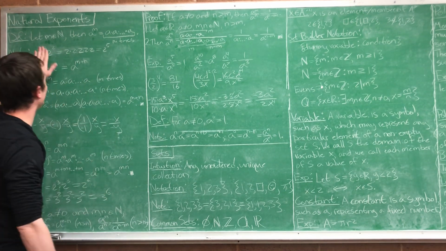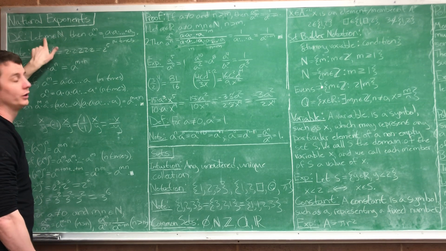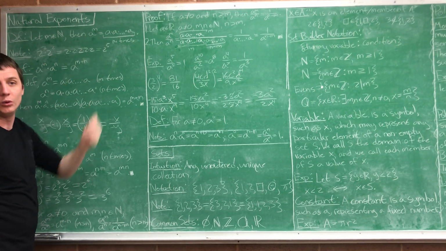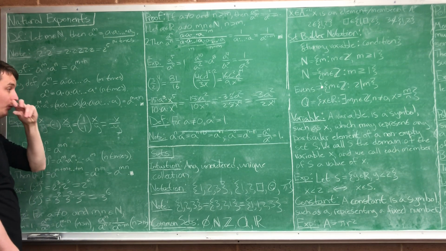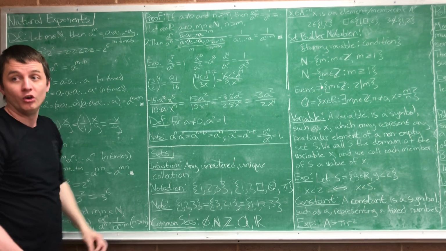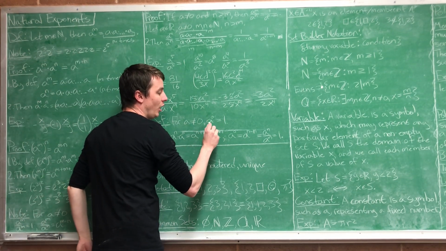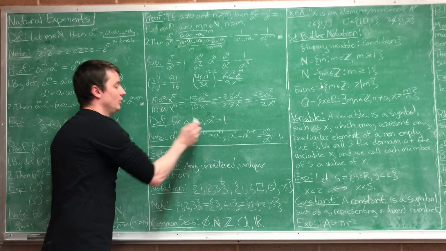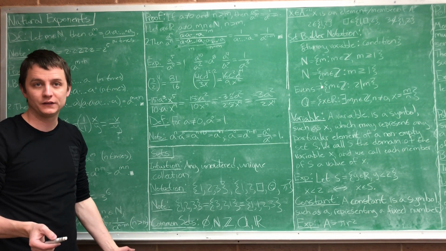Now notice that so far we only had this defined for where m was a natural number, in other words, where m was 1, 2, 3, 4, 5, etc. What about when it's 0? Well, we define a to the power of 0 to always be equal to 1 where a is not equal to 0. That's our definition.